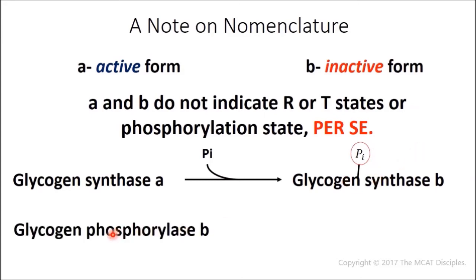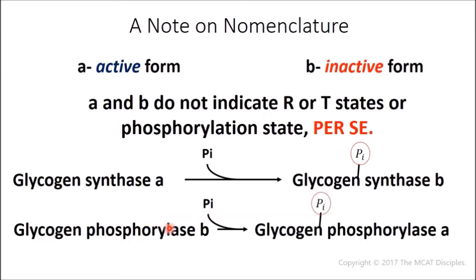However, if you take glycogen phosphorylase and you phosphorylate it, it goes from glycogen phosphorylase B to glycogen phosphorylase A. But that is the active form. So it's not phosphorylation state per se. You can't say, if you're phosphorylated, you're B, or if you're phosphorylated, you're A. No. A is the active, B the inactive. So the way you remember which one's which for which enzyme is you've got to think what makes the most physiological sense.